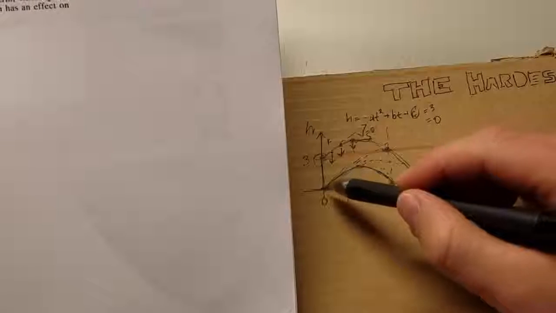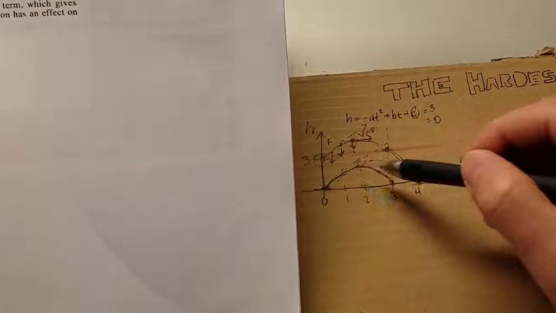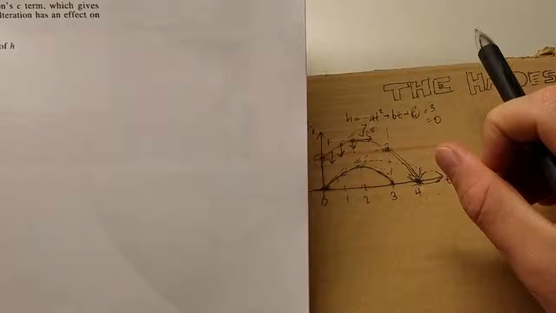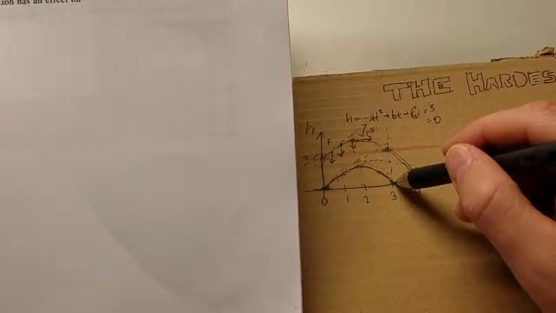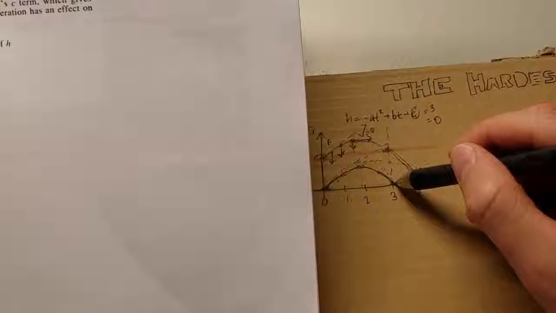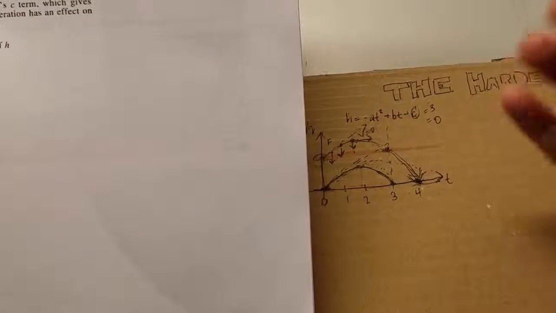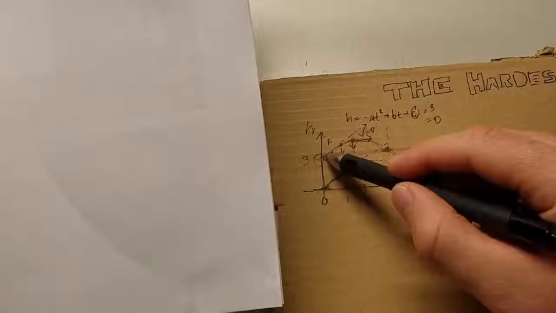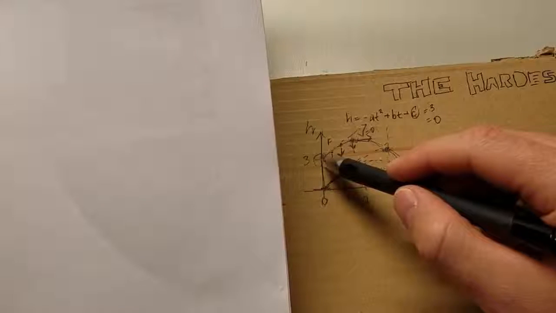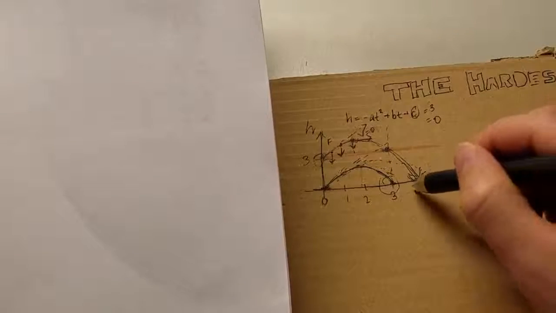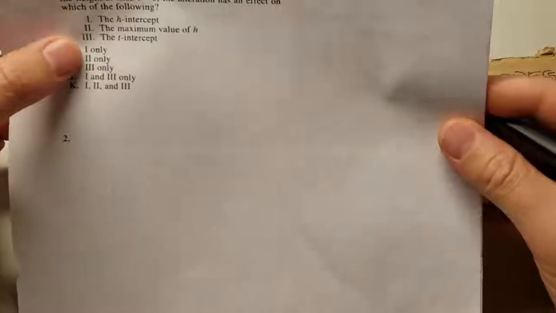So yeah, if we change the c, it will in fact change the value of the time at which the ball ends up at a value of 0. So our answer here would be K. It satisfies all three of those conditions. It affects all of them.